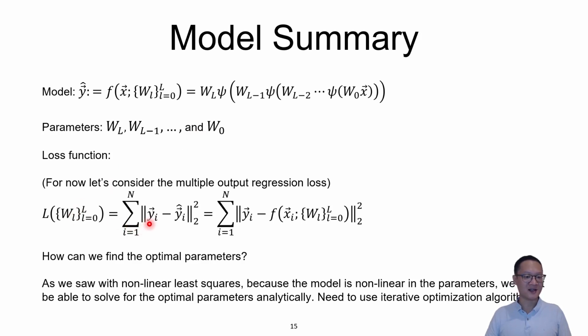We can take a look at our data. The data labels are y_i. We subtract from that y_i hat, our model prediction, then we take the 2-norm squared for each data point, and then we add this up across every data point. This is something that we saw from the multiple output linear regression slide. The difference here is that we're not doing linear regression anymore, so the y hat is now replaced with our nonlinear model, the multi-layer perceptron network.